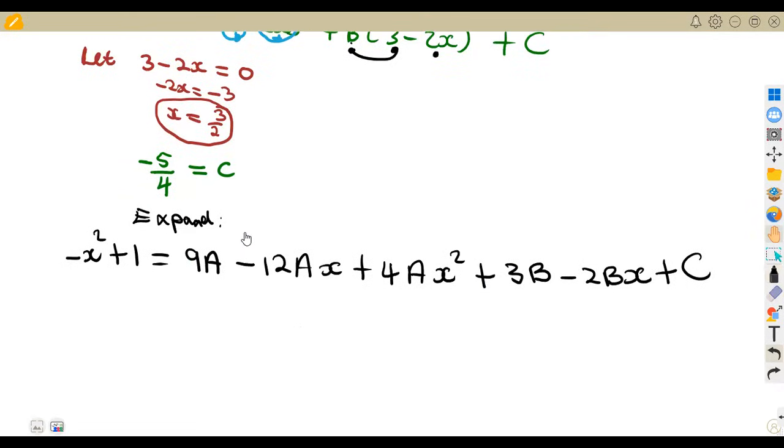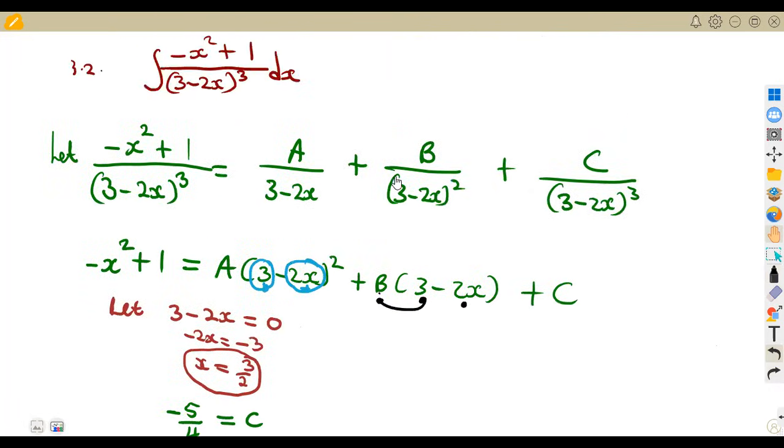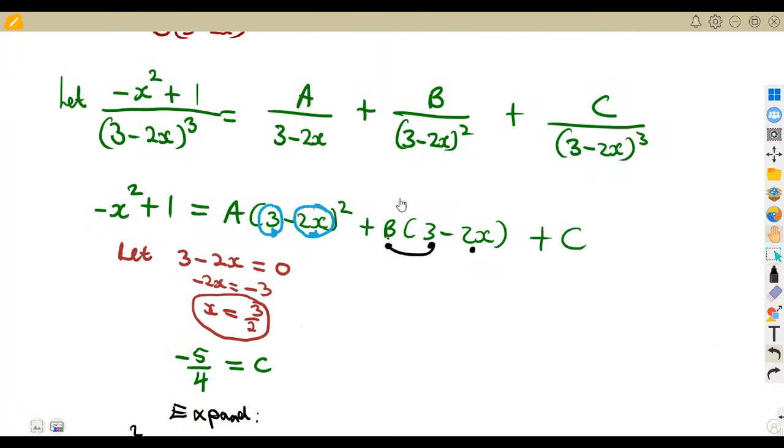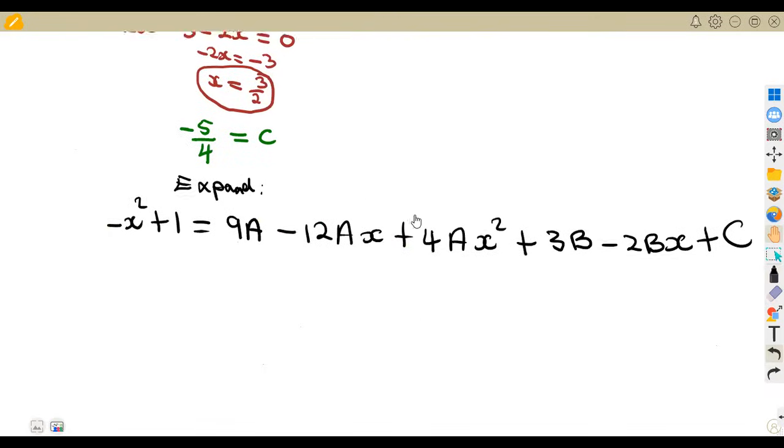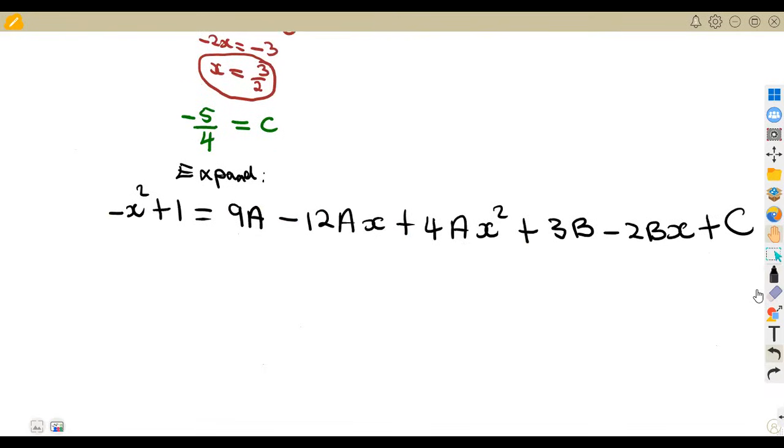Remember, we have the value of C. What we just remain is A and what? A and B. So we are focused on calculating A and what? A and B. So let us see if we can have the value of A or the value of B. Let us start with the coefficients of x squared.